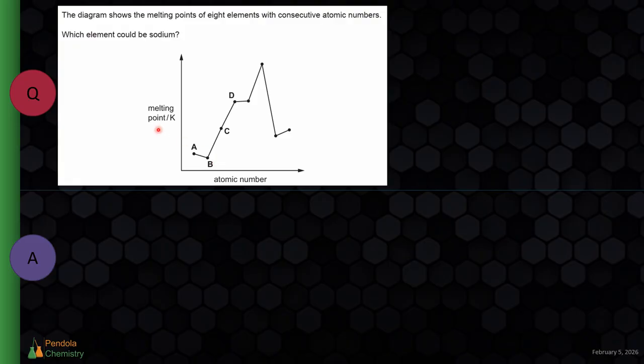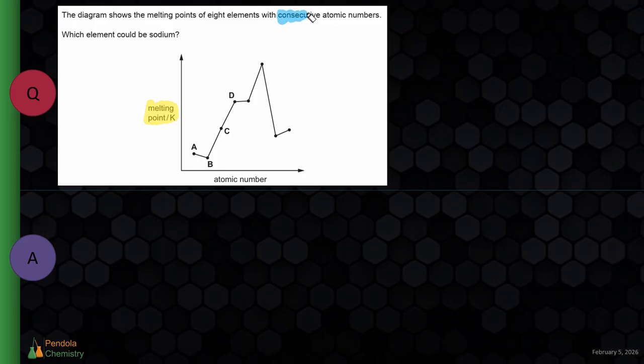So this is a very common type of question where they'll give you a graph of a specific property, and you need to use your knowledge to deduce either which elements which, or which could be a specific element. So here they tell us we have a diagram of melting points. When approaching these questions, it's always important to identify what this is a graph of, which of the many properties, both physical and chemical, that we have discussed and that we will discuss. So in this particular case, we're looking at melting points of 8 elements with consecutive atomic numbers.